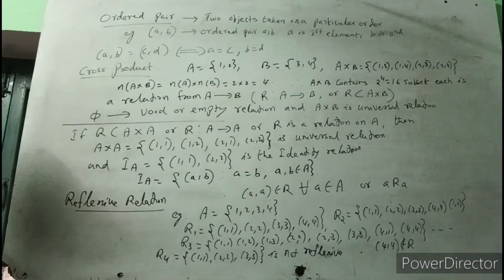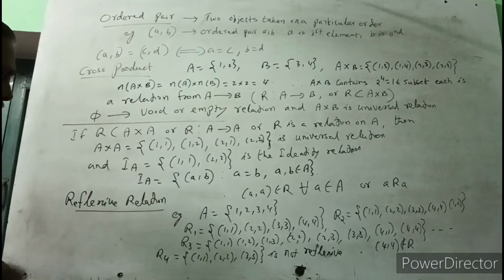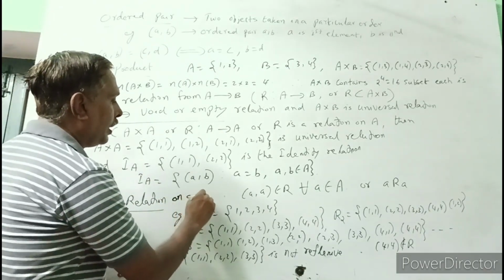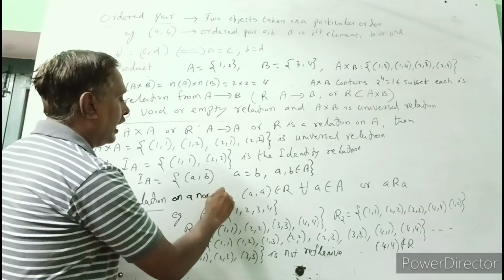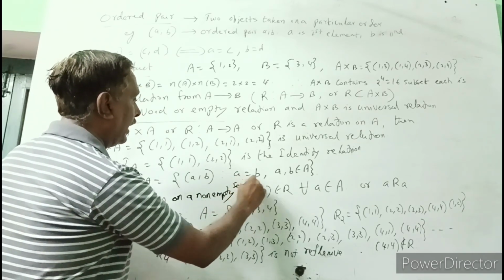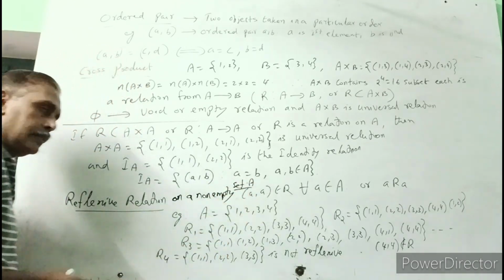Then in 12th standard we are starting types of relation, that is one is reflexive relation. Reflexive relation on a non-empty set. We are writing non-empty sets only, non-empty set A. This is what is non-empty set.